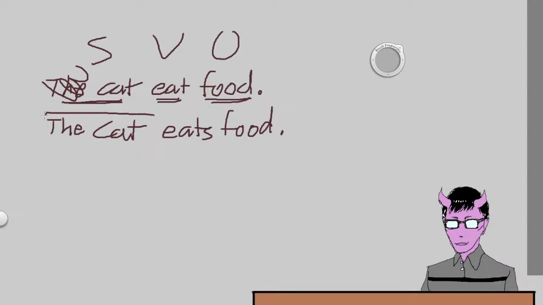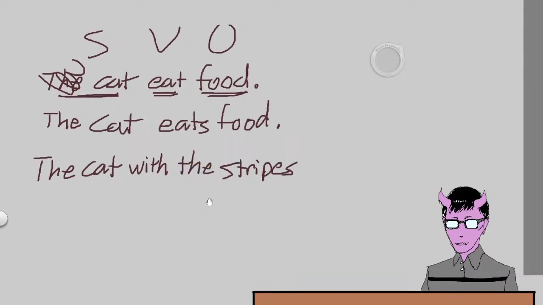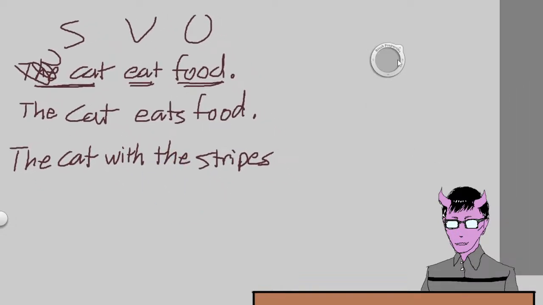So maybe the cat is not very specific, and you wish to say something more about this cat. The cat with the brown stripes, right? With the stripes. So the mental image of the cat is a lot more specific now. So now here's the sentence. The cat with the stripes eat food.